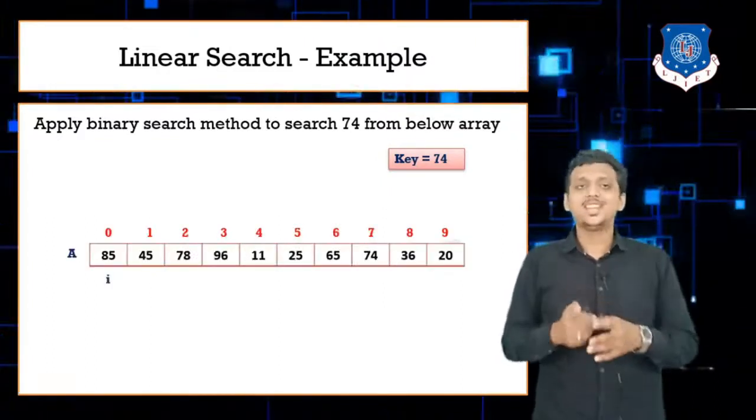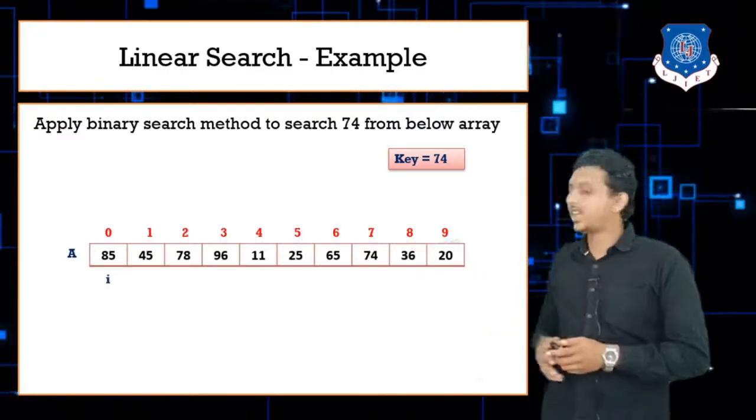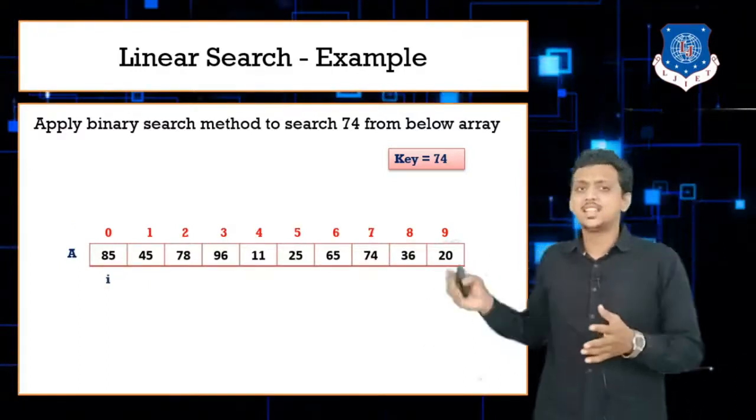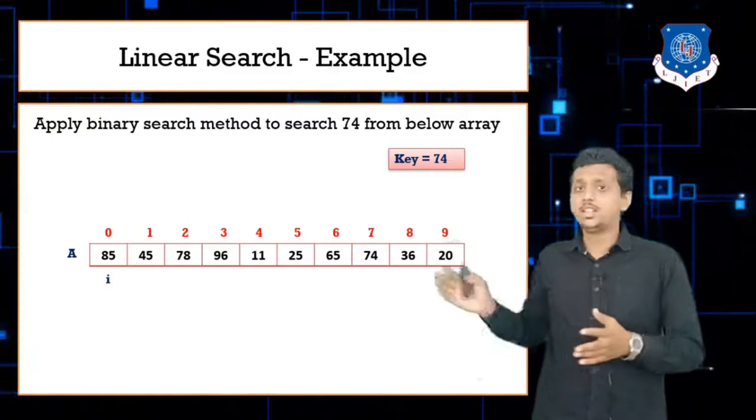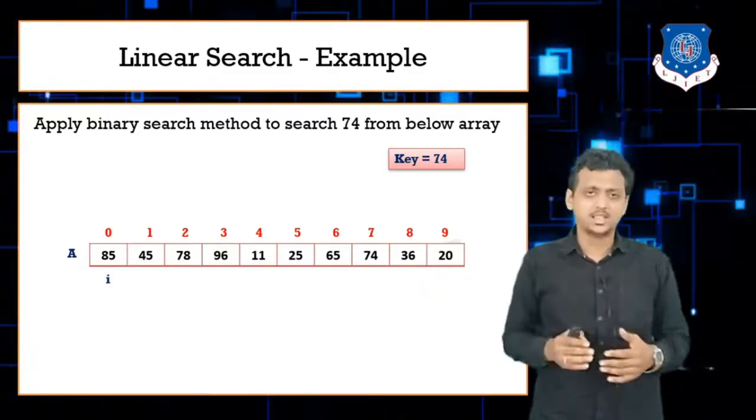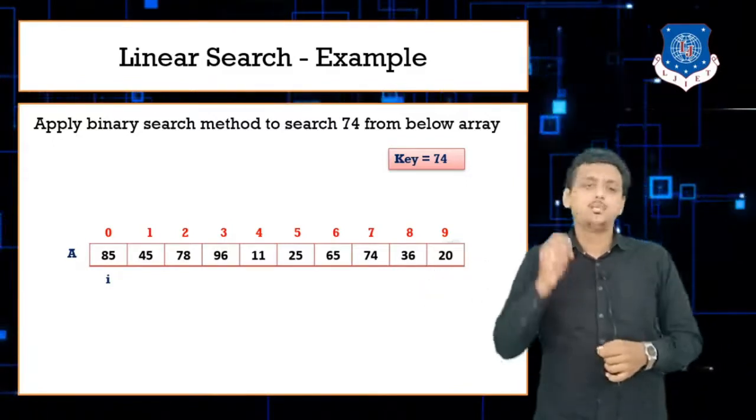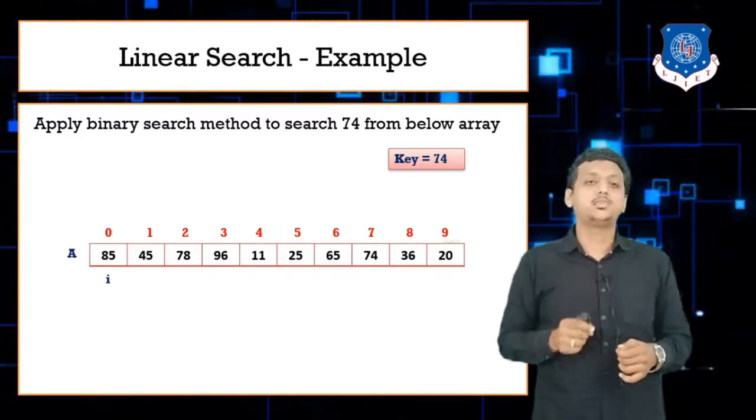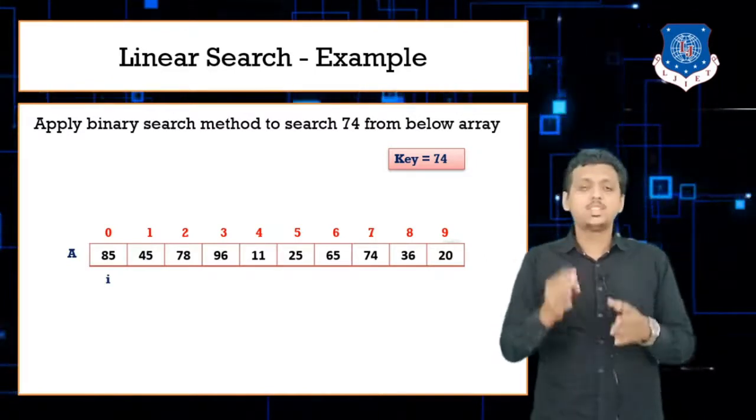So here the array is given. We have the values like 85, 45, 78, 96, then 11, then 25, 65, 74 and all that. What we need to find out over here? We need to find the key value 74. So what is the first step?